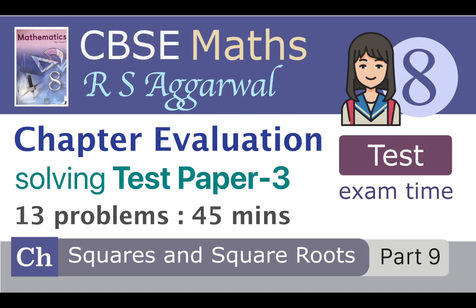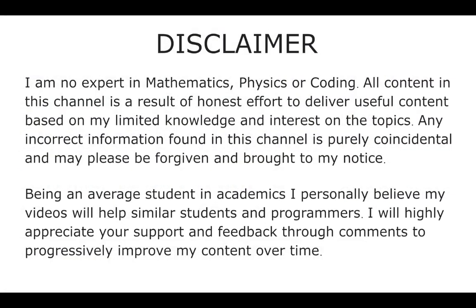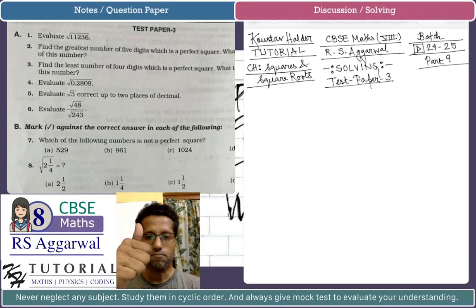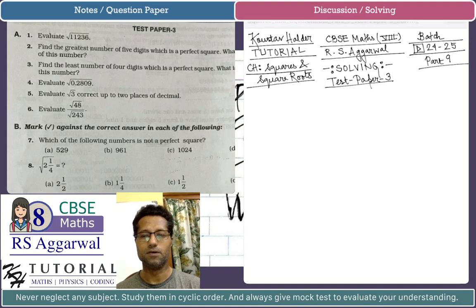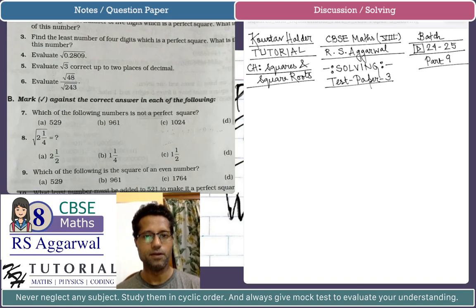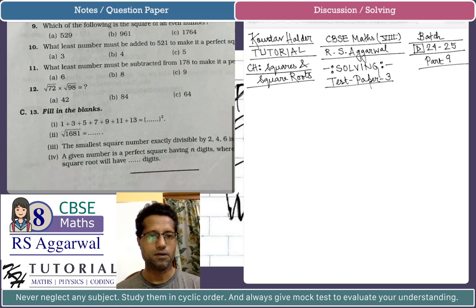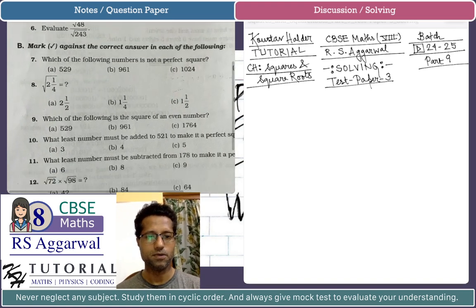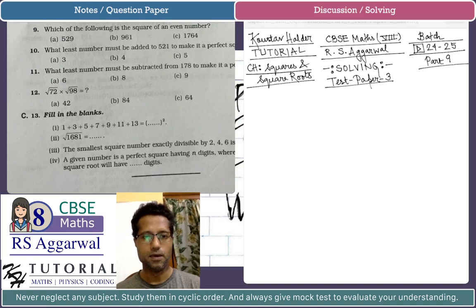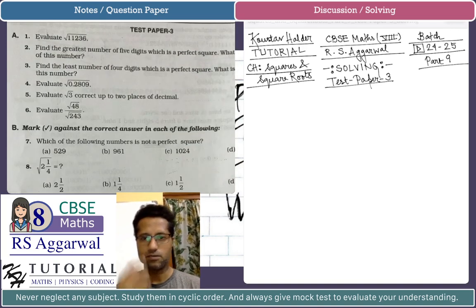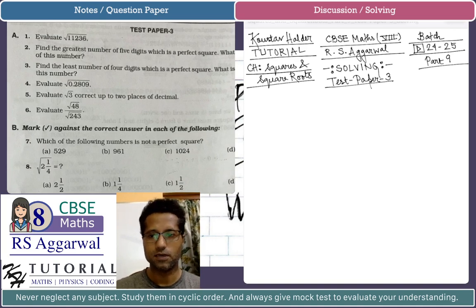So let's start solving test paper 3. I have test paper 3 on the left hand side, and on the right hand side I will solve the problems. As and when required, I will try to elaborate on the concepts that I am applying to solve a problem. There are 13 problems divided into 3 sections, A, B and C. Section B is MCQ, section C is fill in the blanks, and section A is subjective problems. So let's start solving the problems.